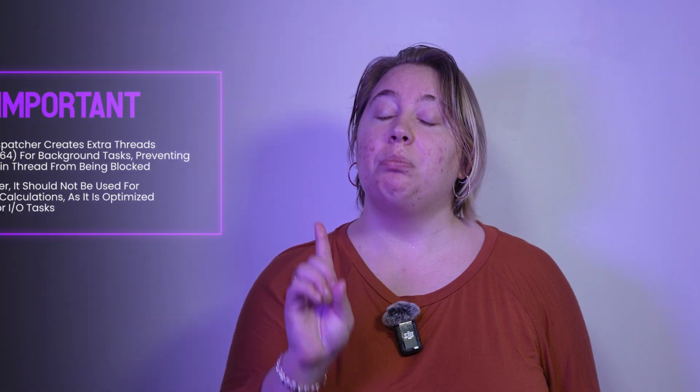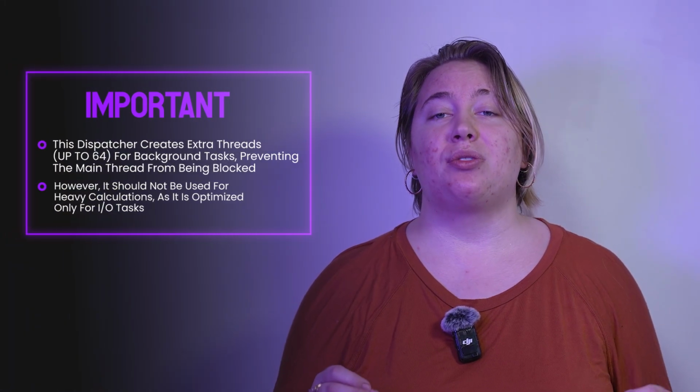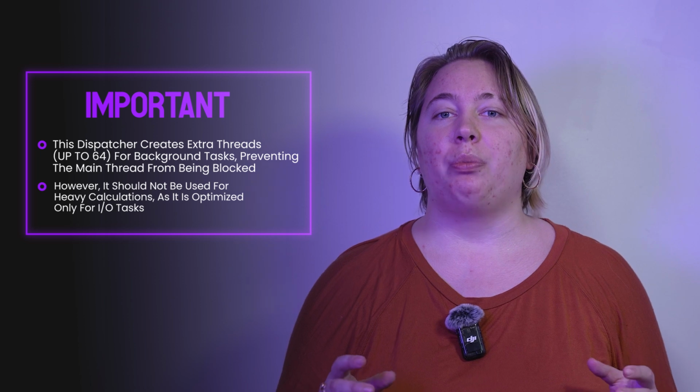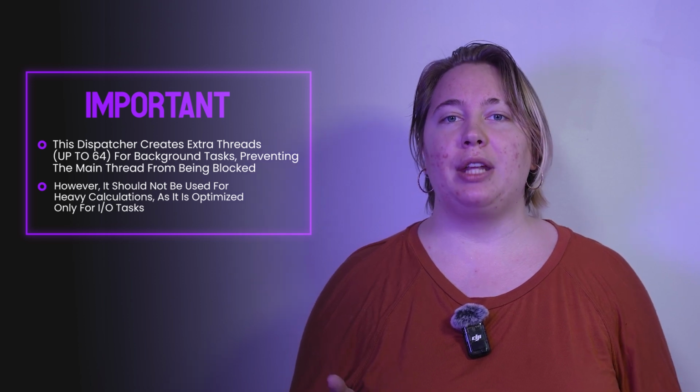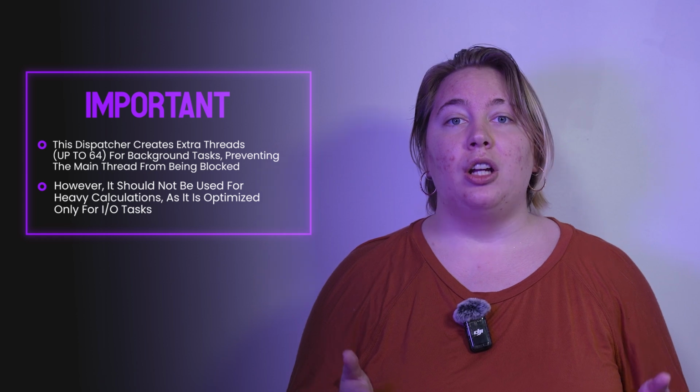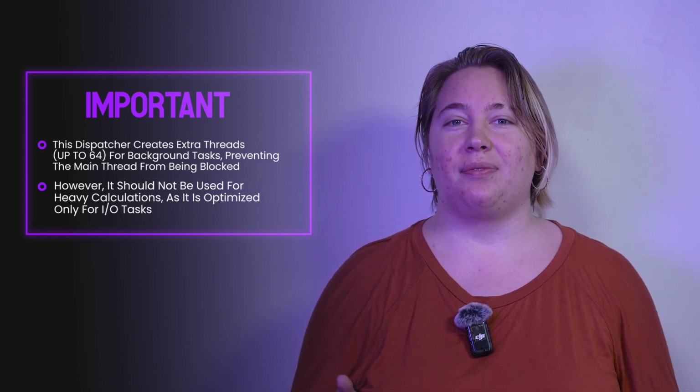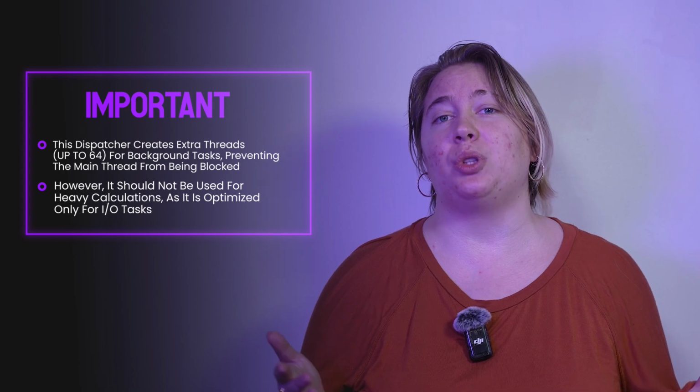Dispatcher I/O. This chef works in the basement and does all the heavy lifting: unloading deliveries, peeling potatoes, and bringing fresh ingredients to the kitchen. In Kotlin, this dispatcher is used for input-output operations. For example, reading and writing files, making network requests, accessing a database. Important: this dispatcher creates extra threads, up to 64, for background tasks, preventing the main thread from being blocked. However, it should not be used for heavy calculations, as it's optimized only for input-output tasks.